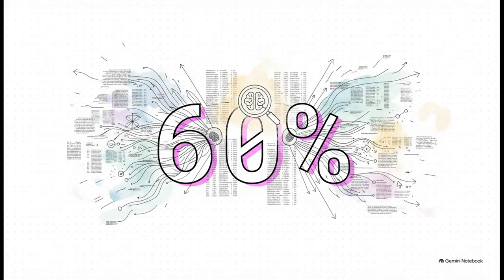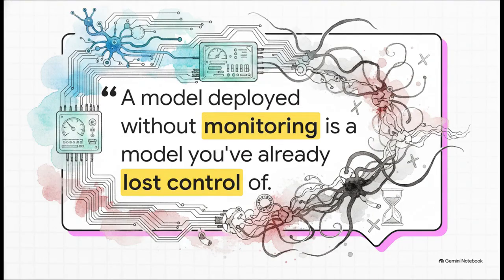And how about 60%? That is the massive reduction in mean time to resolution, or MTTR, when using natural language processing models for AI ops and log analysis. An NLP model can parse millions of lines of logs and surface the root cause of an incident way faster than humanly possible. But here is the ultimate reality check for this entire 10-part tutorial.